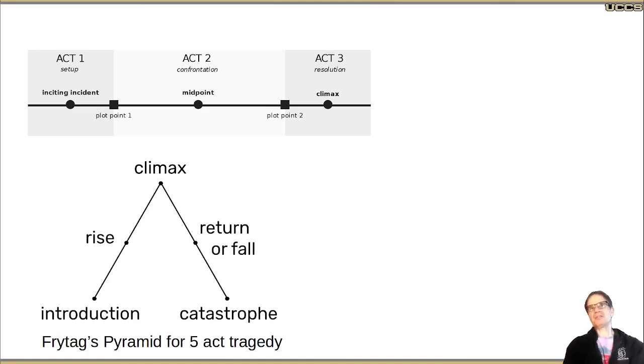Freytag's pyramid is a particular instantiation of this a little bit farther, where in Freytag's version you actually have 5 stages: the introduction, the rise, the climax, the return or fall, and a catastrophe. Generally, if there's going to be a negative outcome, this is a more consistent structure where at the climax something positive happens, and then bad things have to happen after that. So this is a 5-act structure.